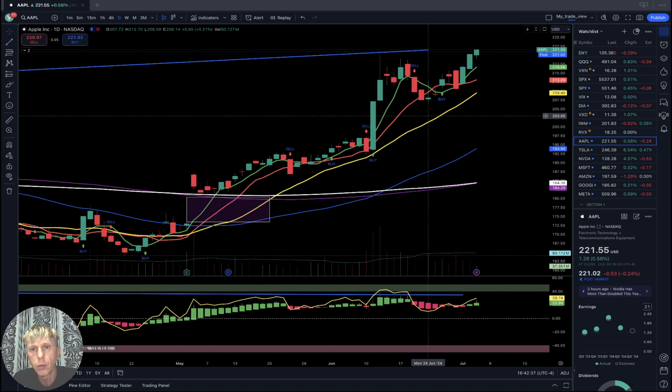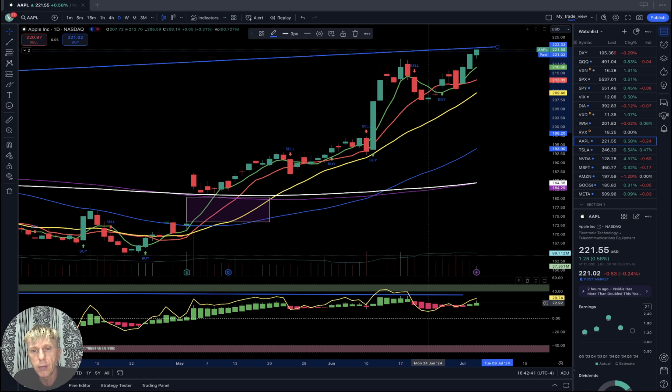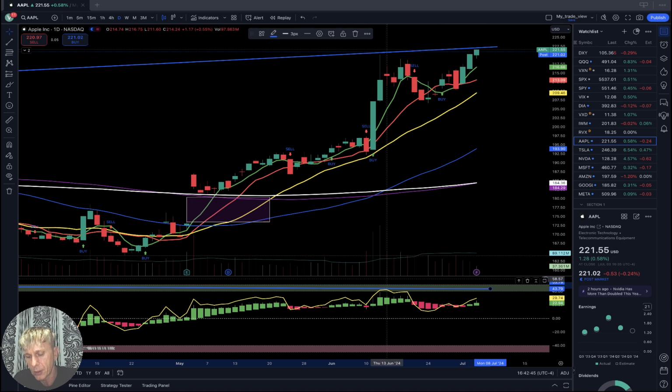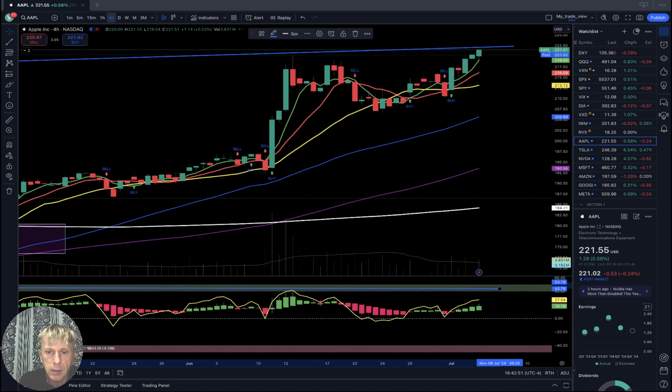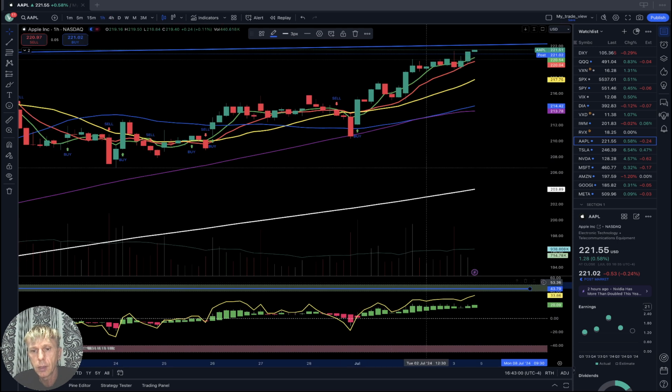Apple daily, bullish trend, no changes, right? And bearish divergence on RSI. Look at it. Price action bullish, RSI bearish. 4 hours time frame, same story. Price action is bullish, RSI is bearish. And 1 hour time frame, also bullish. Still bullish trend. No divergence.